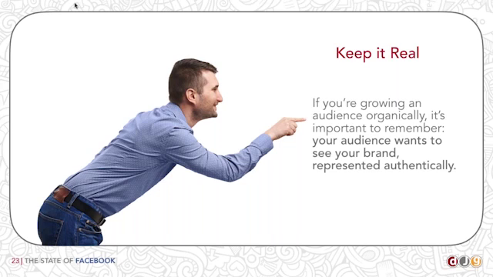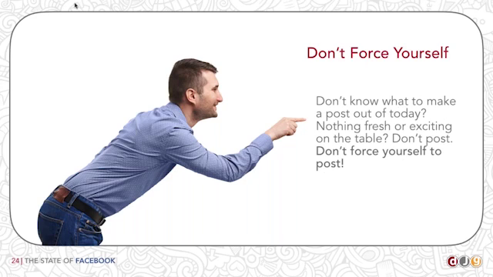Second, keep it real. If you're growing an audience organically, it's important to remember that your audience wants to see your brand represented authentically. So kind of like those posts that we were talking about earlier, Angie, and how they were overly selly and not necessarily authentic and kind of in your face, it's important when you're curating content to keep this in mind so that it doesn't look like that, so that when Facebook is scoring your posts in the content bad and good scoring, your brand is represented organically. Authentically, thank you.